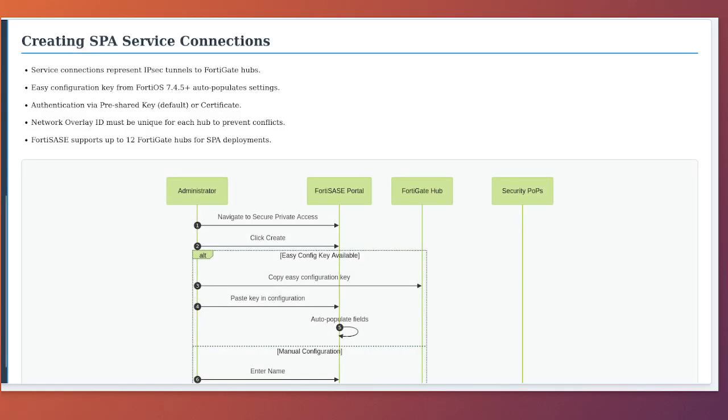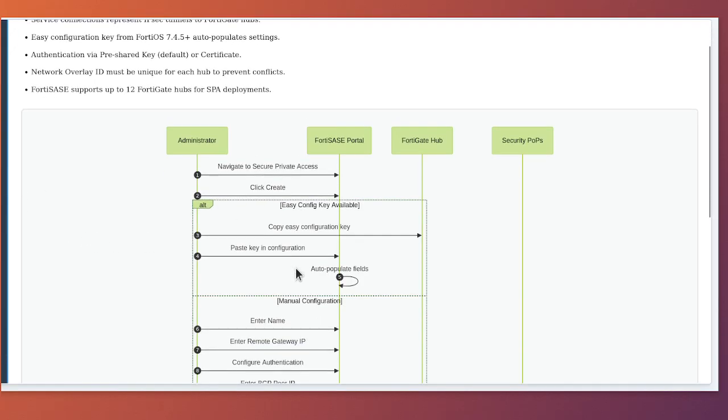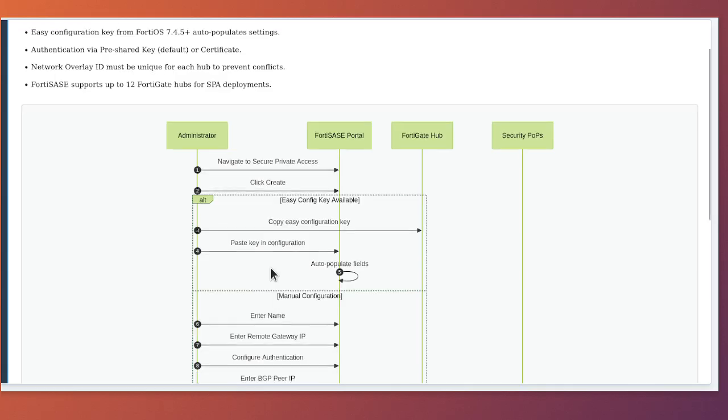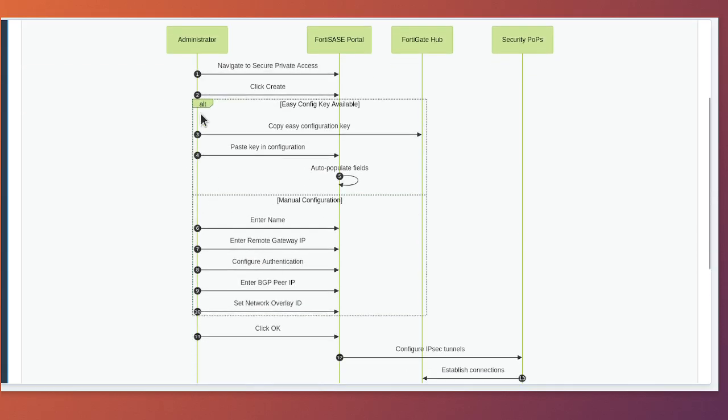Creating SPA service connections. After configuring the network settings, you can create service connections, which represent the IPsec tunnels to your FortiGate hubs. Let me walk through the configuration process. Looking at the service connection creation flow, you begin by accessing operations, connectivity, secure private access and clicking Create to add a new service connection.